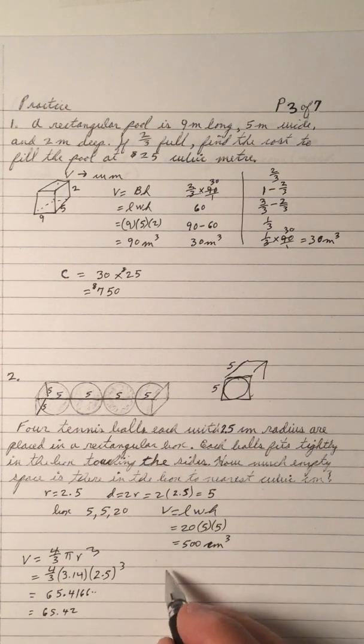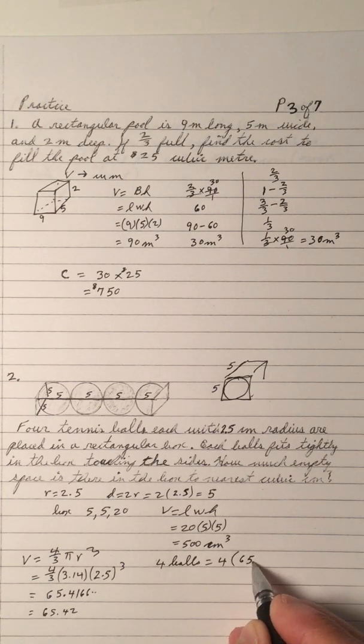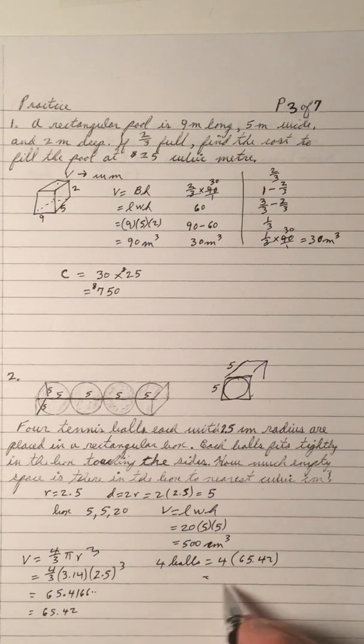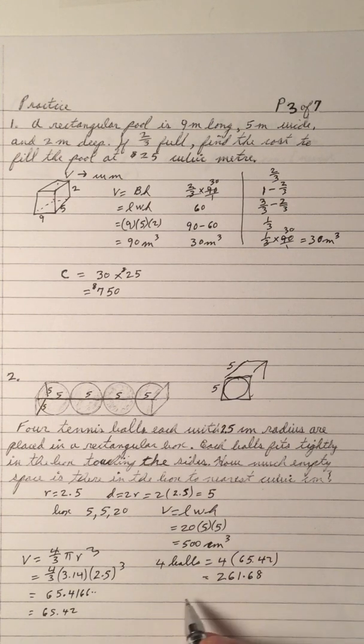65.42. But there are 4 balls, so it's 4 times 65.42. And that leads to 261.68. And the space is the volume of the box minus the volume of the balls. Let's put BOX here. So the box is 500. The balls are 261.68.